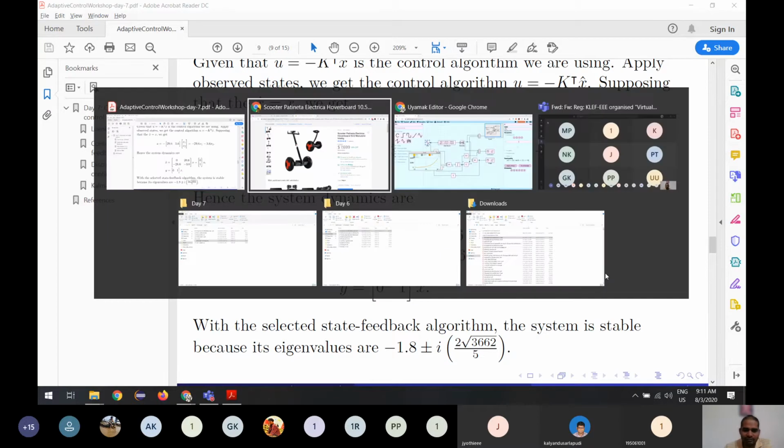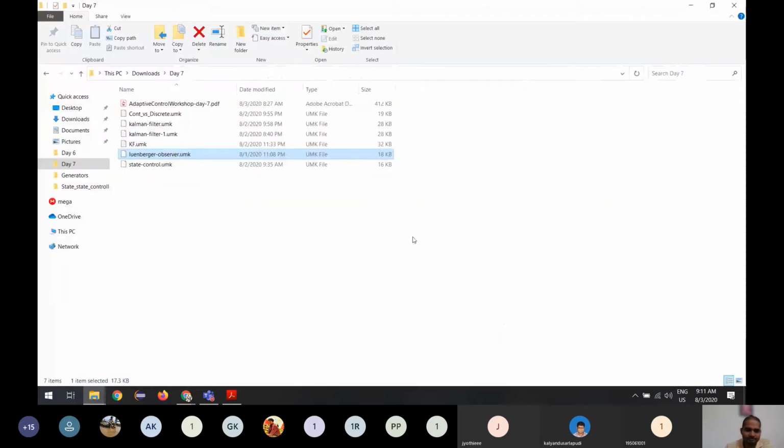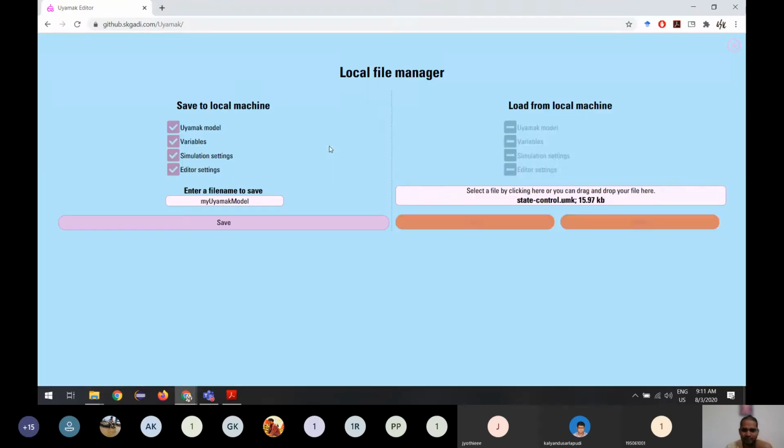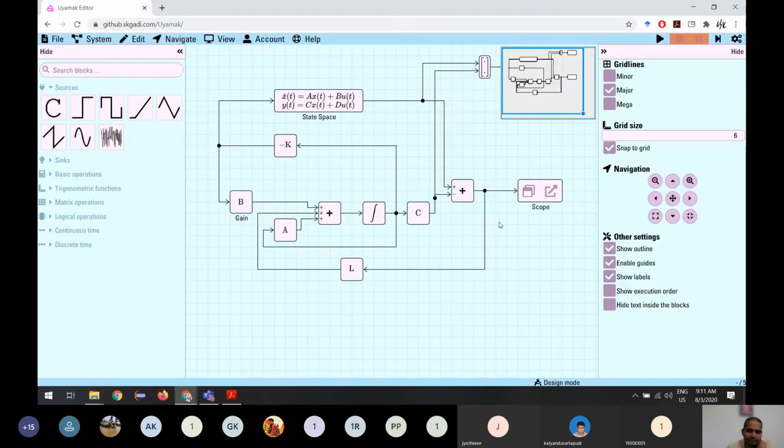So if we apply this in the simulation, we can see that the system is stable. Okay. So we have this.